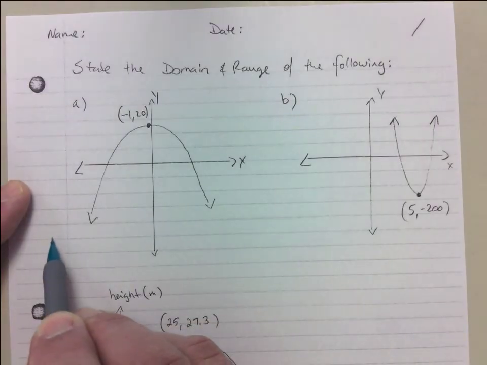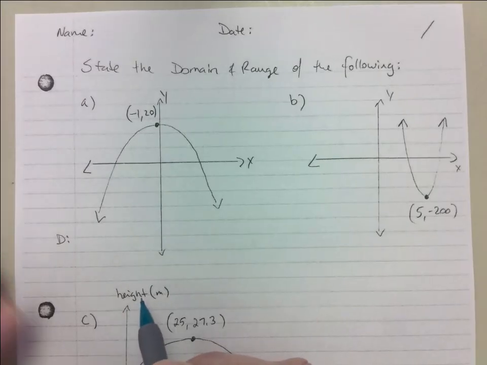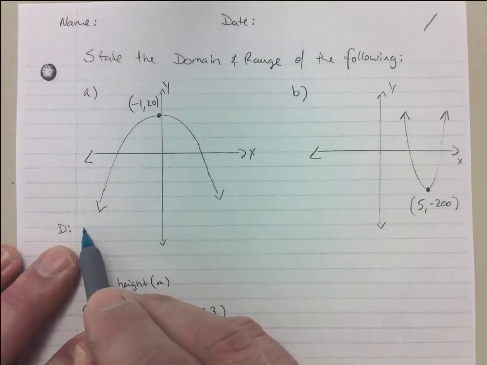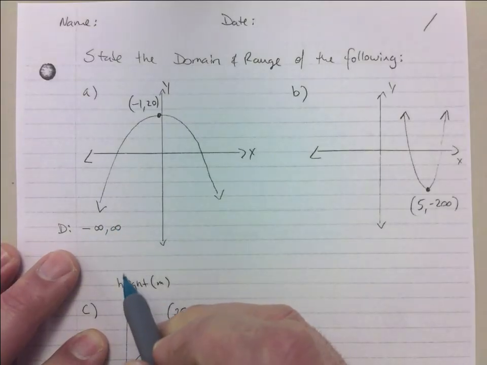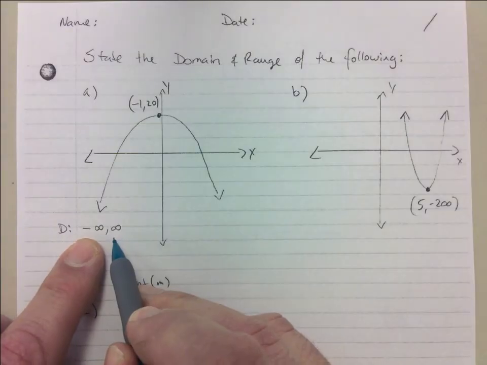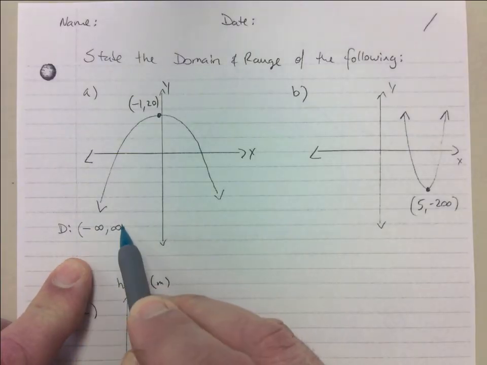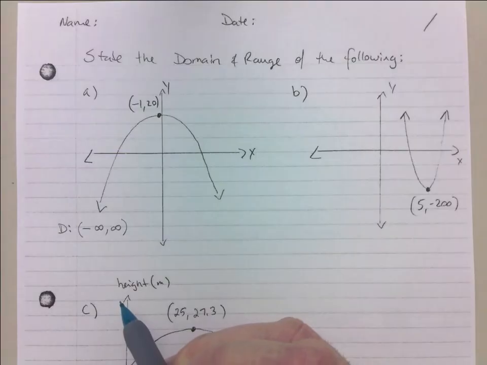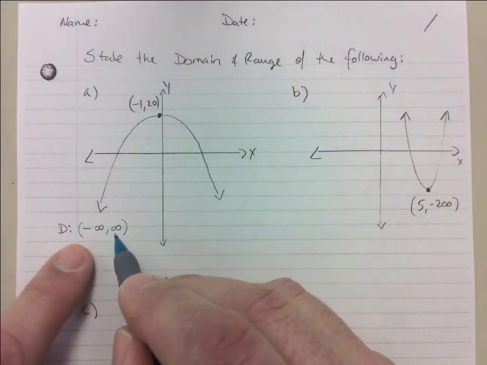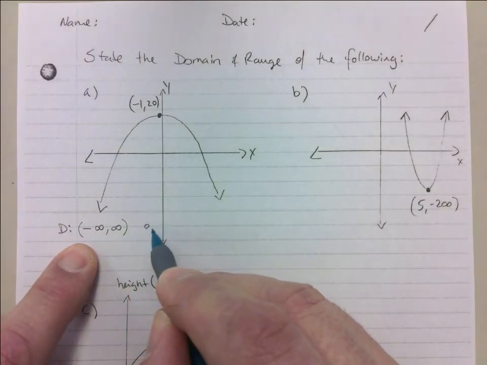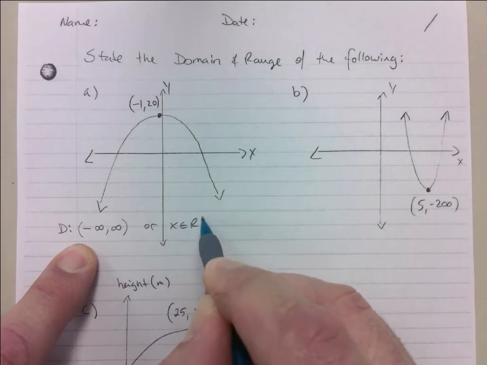anywhere you found space, just make sure for domain you put a D somewhere, or you write out domain. So this would be negative infinity to positive infinity. If you have this, you already get half a mark. You also have to have the correct brackets around it to get the full mark. Okay, so you either choose this one or x belongs to all the real numbers.